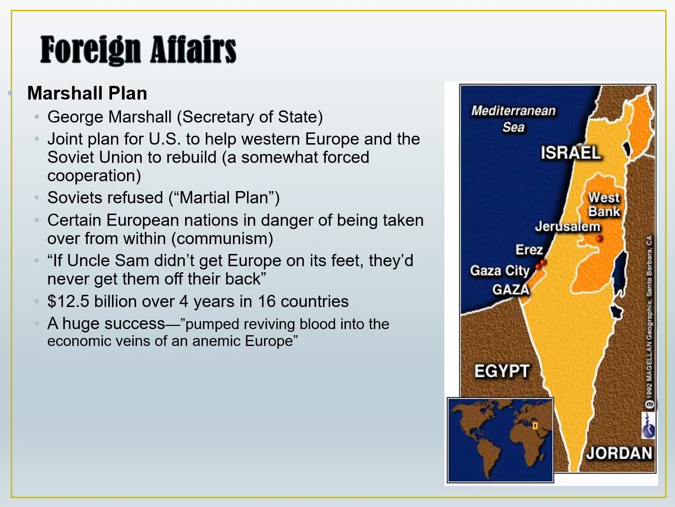The Marshall Plan. This was probably one of the biggest things to happen and actually rebuild Europe all by itself. George Marshall, remember, he was in charge of the military during World War II. He becomes Truman's Secretary of State. It was a joint plan for the United States to help Western Europe and even the Soviet Union to rebuild, but it was somewhat forced cooperation. The Soviets refused it, thinking it would be a Marshall Plan takeover. They also refused it, thinking that they would have to be more capitalistic versus communistic.